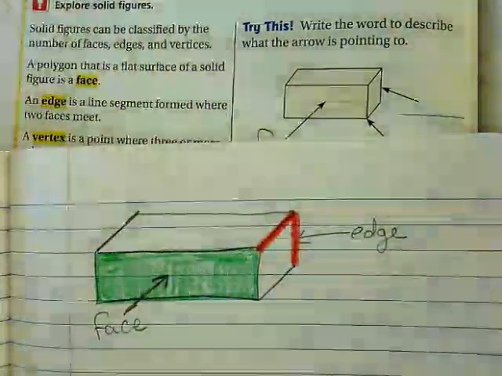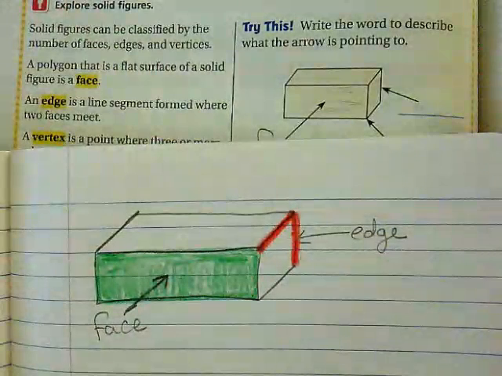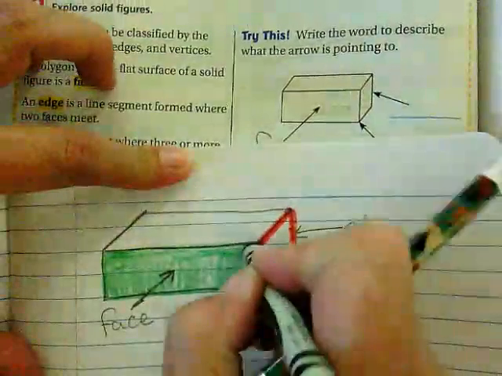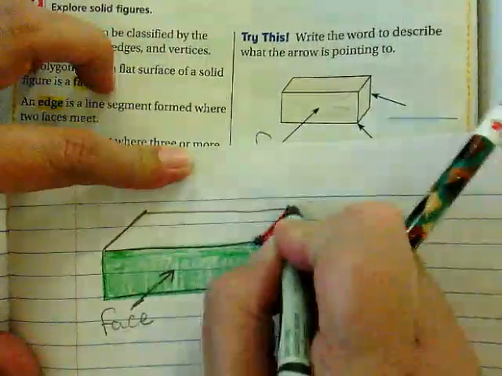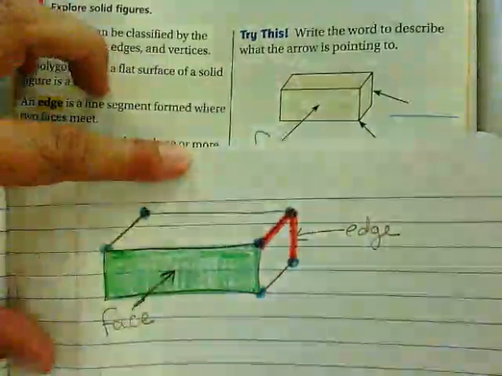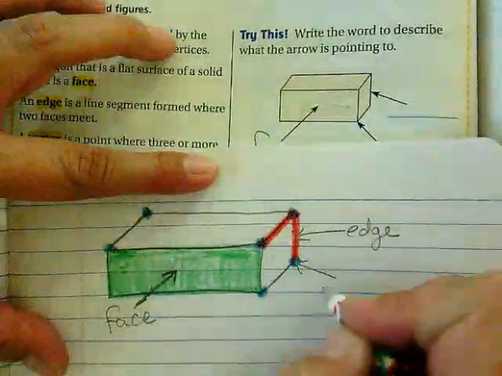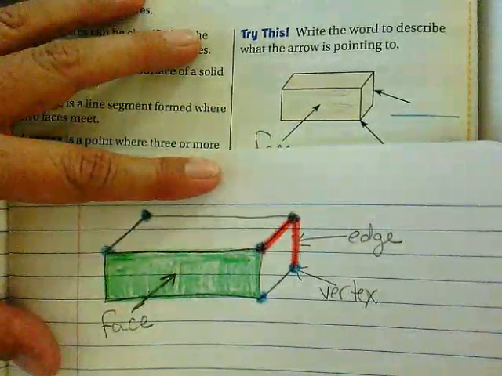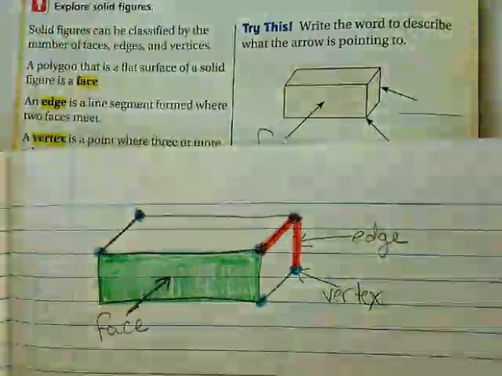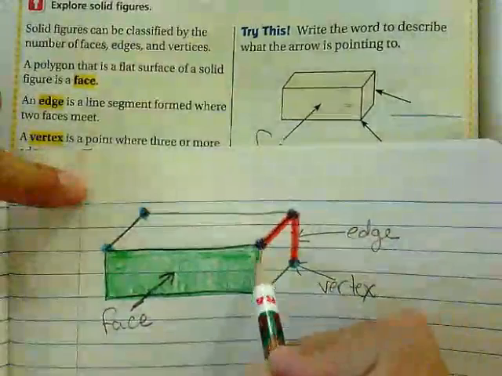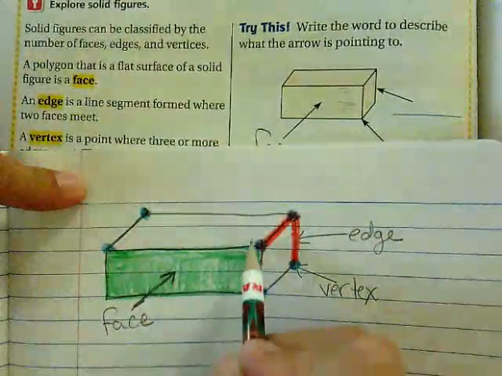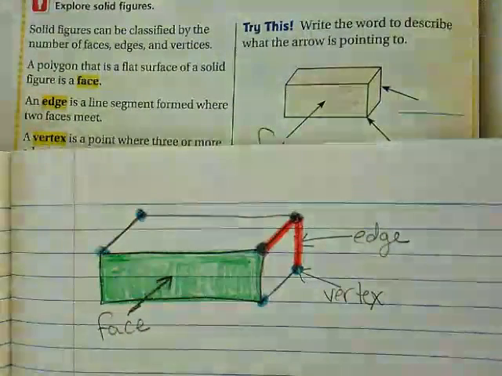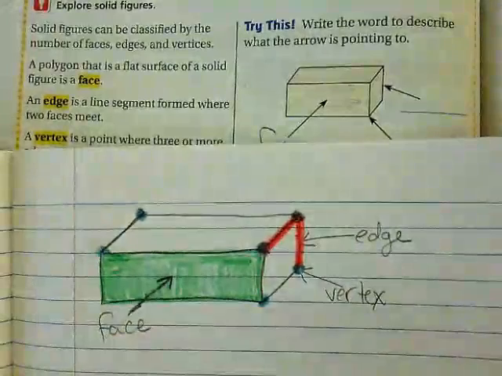Okay? One more color, something bright and bold. Ooh. Blue, green. I like it. And finally, we have these little spots right here. The blue spots, this is a vertex. It's where my edges and all of my faces come together to a point. All right? So this edge, this face, and this face are all coming together right here. That is a vertex where they all come together. Once you have this in your journal, you're good.